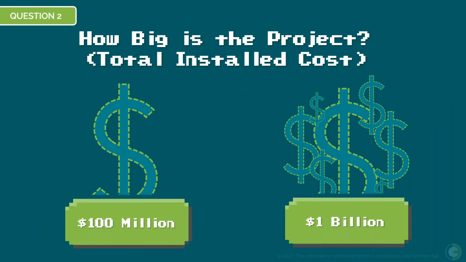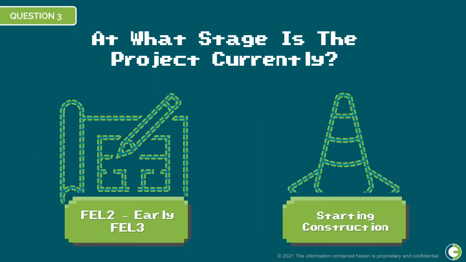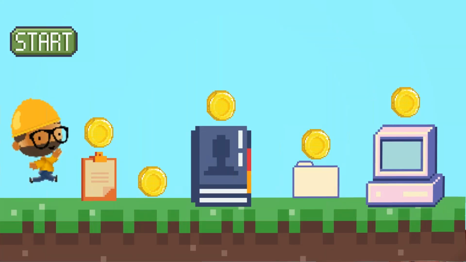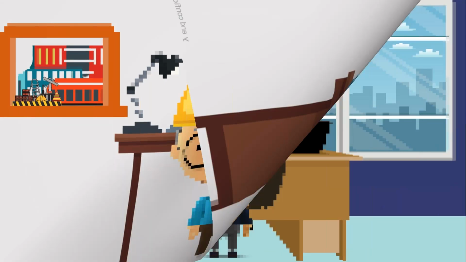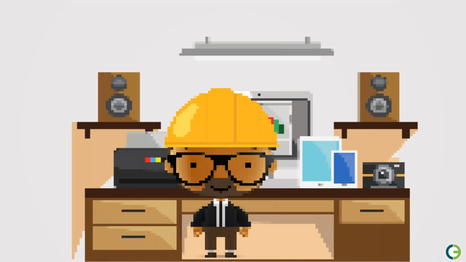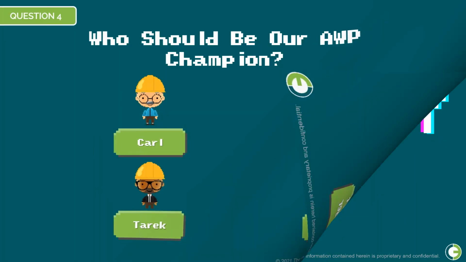I'm just going to skip back to where we were and get back to the choice that we actually made. So we were in FEL, $100 million project, and we didn't select Carl, we selected Valeria. So let's have a look at Valeria's track.